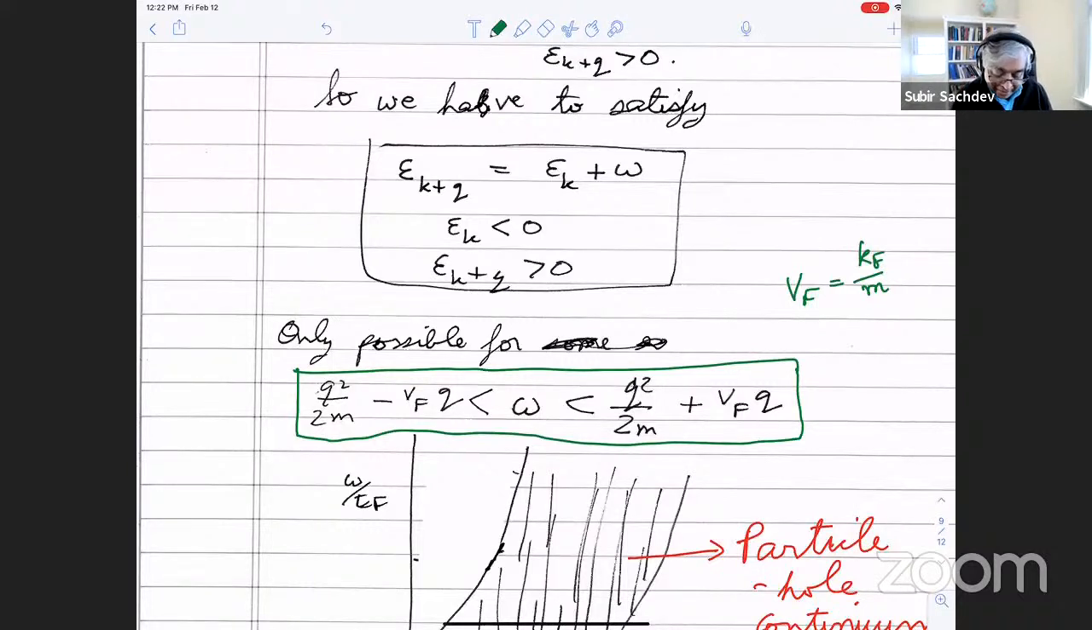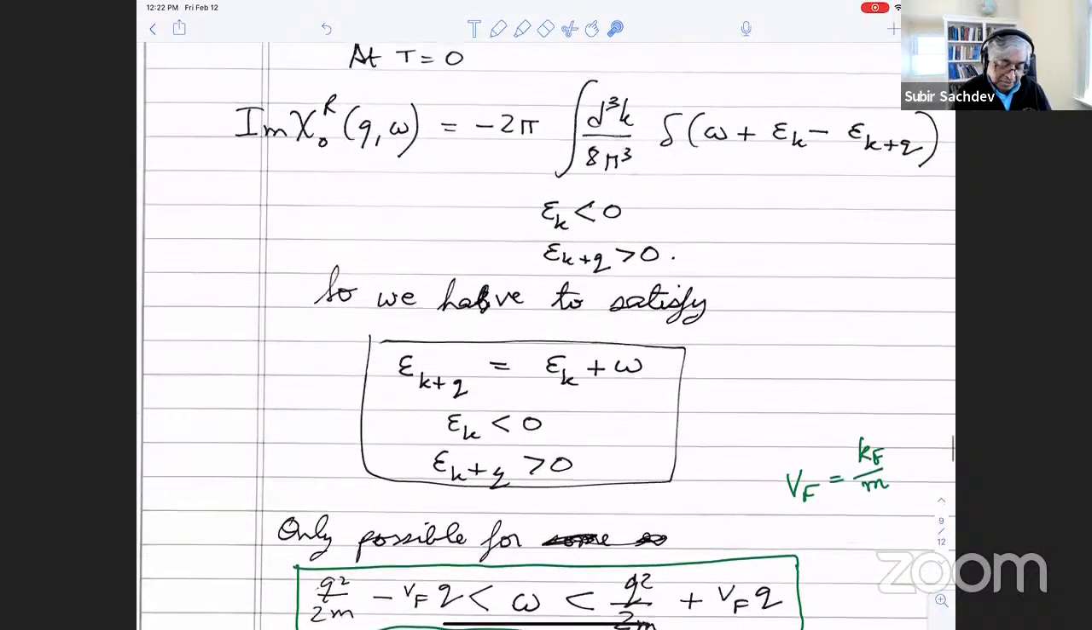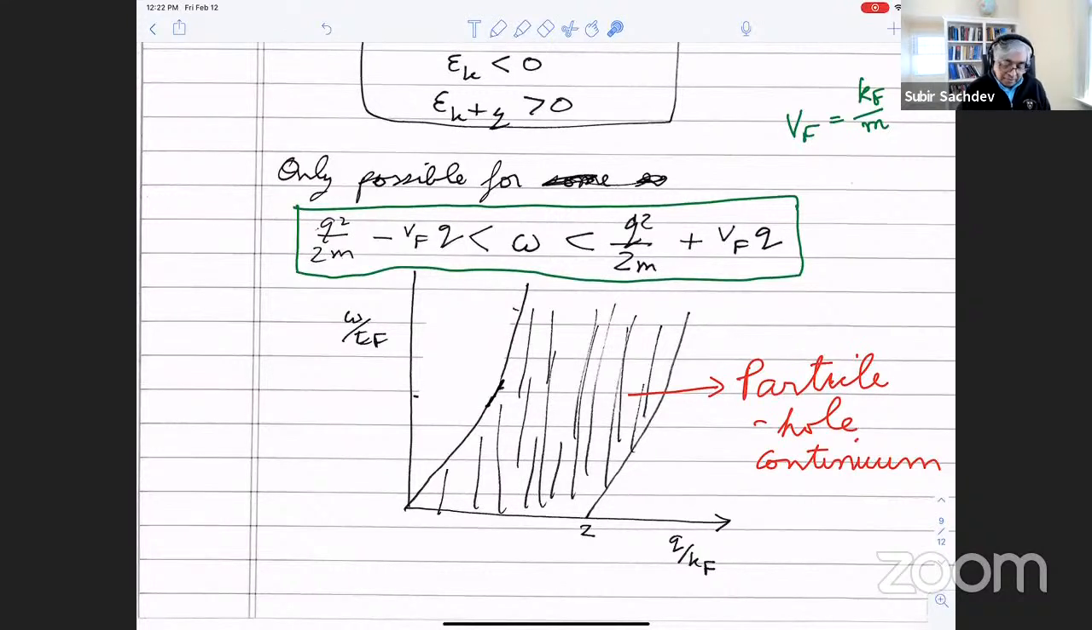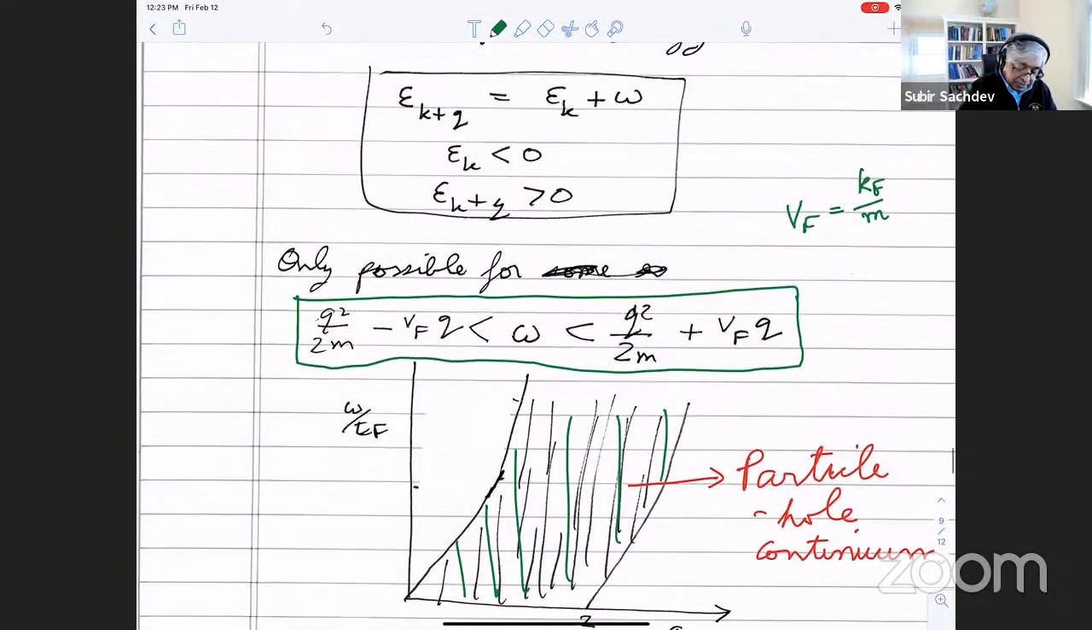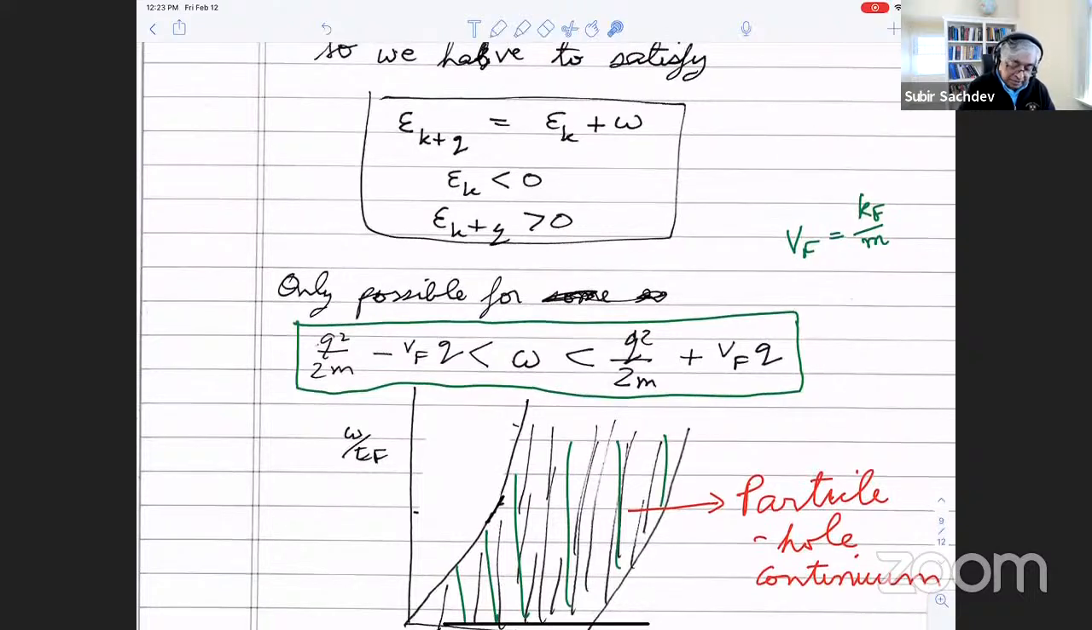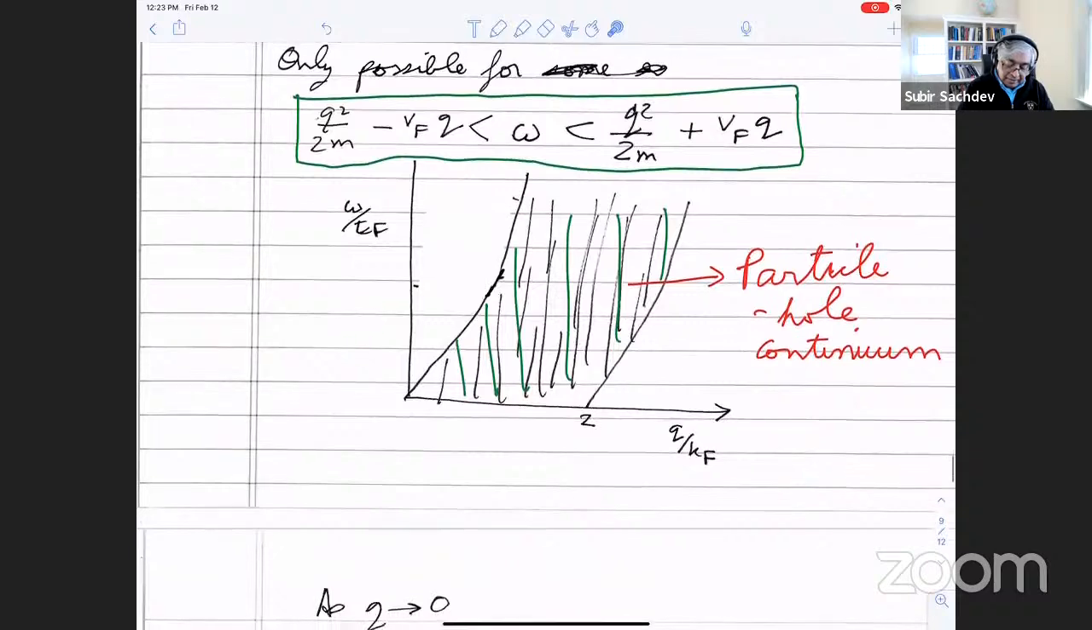All right, so as I said, you have to find solutions of these three equations, and you find this is the domain of integration. This is the region in omega and q space where the domain of integration of k is non-zero, so you get some finite answer. So these are the equations, and here's a graphical plot. Basically, it's in this shaded region over here where it's possible to find solutions of these equations, so find a vector k for which you can solve these equations. Okay, so this is the whole region.